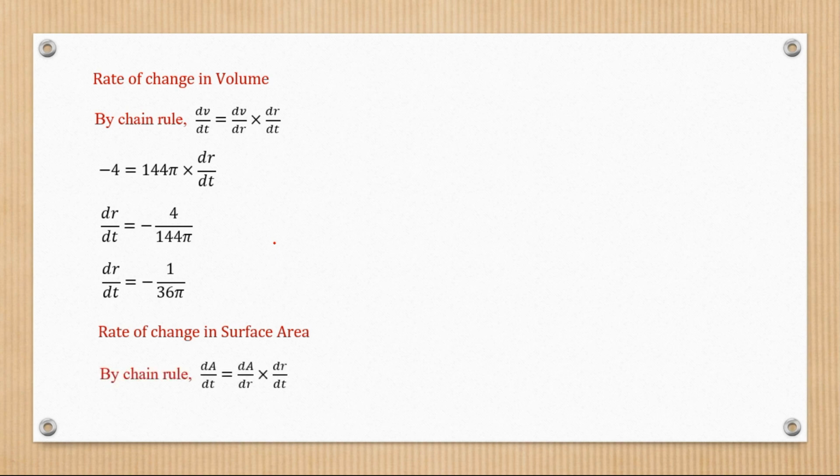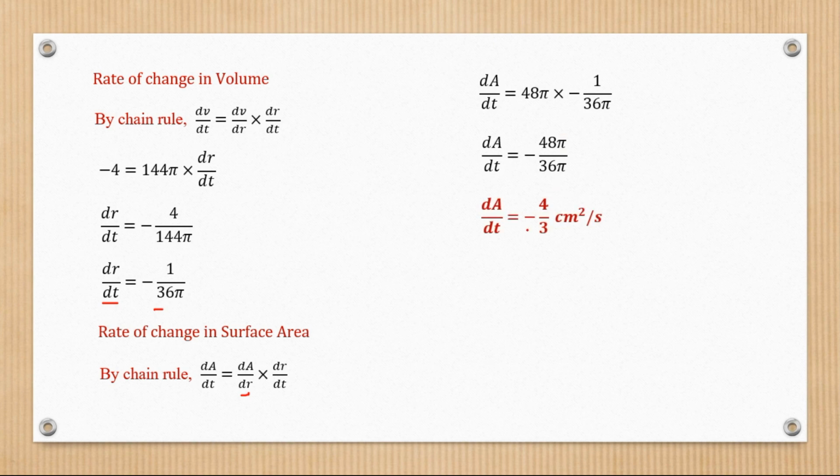So now that we know dr/dt, we can now find the rate of change in surface area. By chain rule, dA/dt, relating with radius, because radius affects it, shall be dA/dr times dr/dt. So now remember dA/dr was 48π times dr/dt, which we found here as -1/(36π). So multiply those together, and you can see the π values cancel. When we reduce this completely, we'll have -4/3 centimeters squared per second. Because it's area, that's why we have centimeters squared, and that shall be the answer that we're looking for.